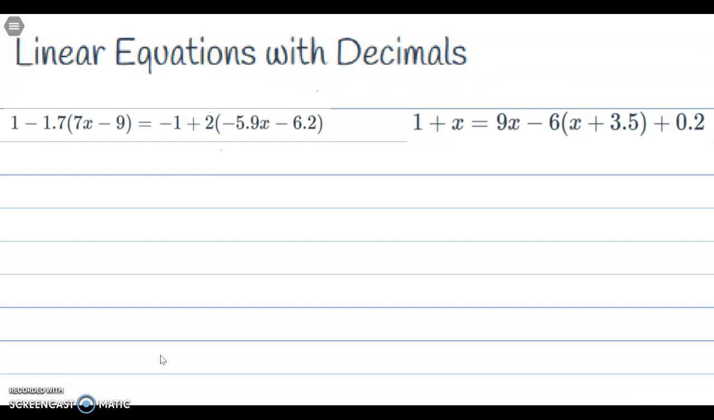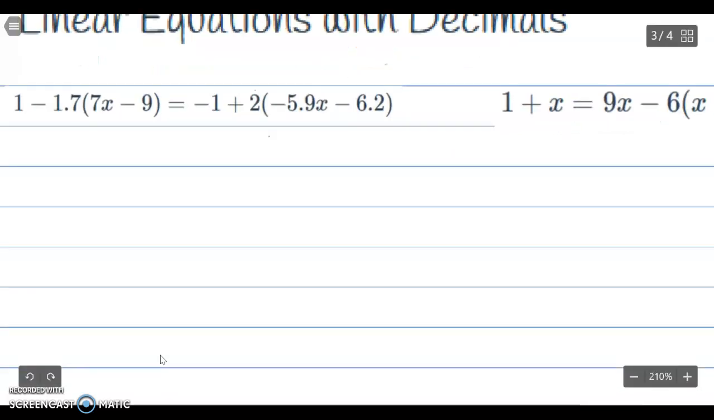Okay, so we're going to use all the skills that we learned before. We're going to use distribution, collecting like terms, two-step, three-step equations, always doing the opposite. We're going to use those in order to solve for both of these equations. Actually, I got four of them here. So let's just begin with the first one.